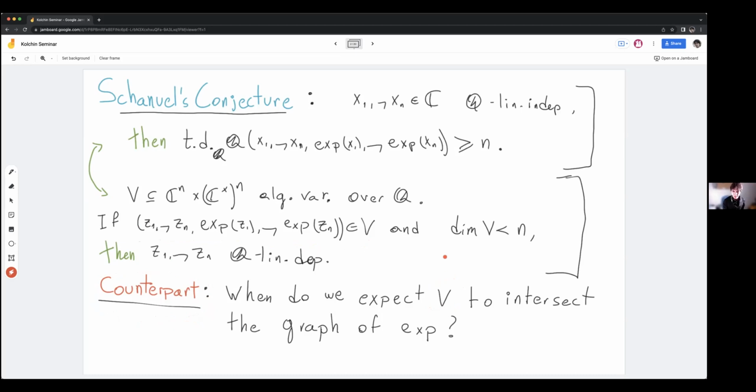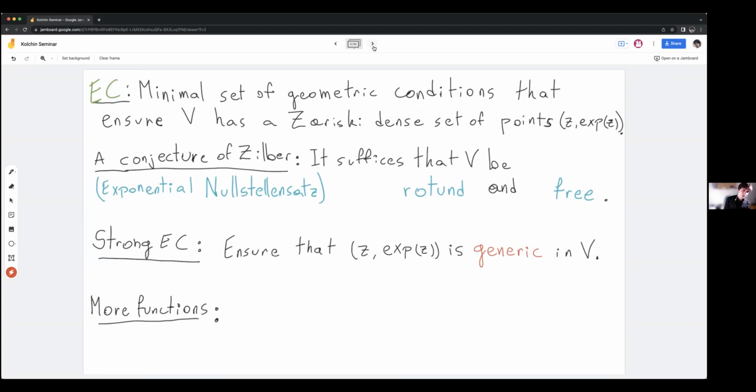What kinds of things need to happen for the variety V to even have a point like this? And so this leads us into the question that I wanted to present today, which is existential closedness. Here I've abbreviated existential closedness as EC. Formally speaking, existential closedness asks you to find a minimal set of geometric conditions that the variety needs to satisfy so as to ensure that the variety has points like this, and also so that you don't have any accidents. I wanted to have a Zariski dense set of points like this. And what that means is that there need to be lots of points in the variety, so that there's a reason why the variety has that many points in the graph of exponentiation.